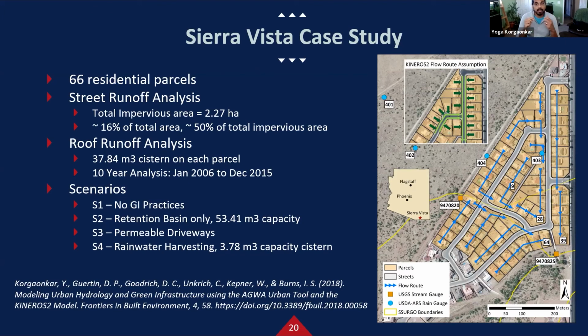Basically, we allocated an urban element for each of these parcels and then determined the roof areas and the driveway areas using imagery, brought it into KINEROS and set up the model so that we can model at that particular fine scale. Now, the blue lines that you can see on the map are the routing lines that the user gets to draw to indicate how the water is going to flow.